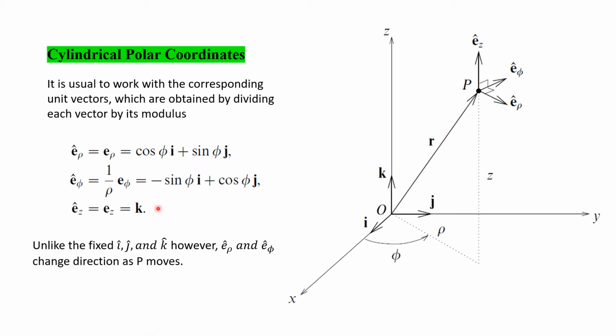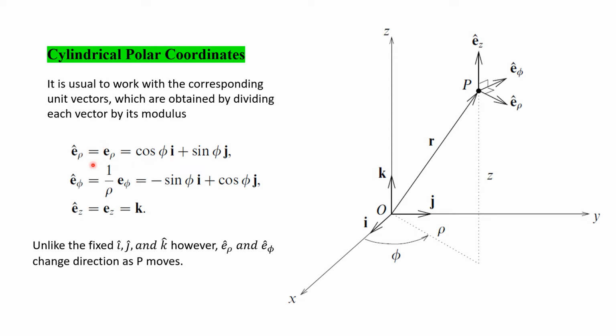Now, if you remember from the previous slide, the magnitude of your e rho is 1, the magnitude of your e phi is rho, and the magnitude of your ez is 1. So we divide these three vectors by the modulus or the magnitude. So you have e rho divided by 1, e phi divided by rho, and e z divided by 1. So we get the following three unit vectors.